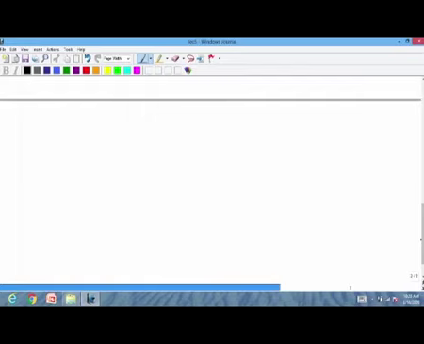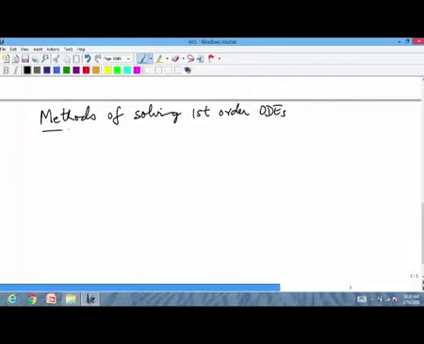So, let me just remind you some methods of solving first order ODEs. So, the first simplest method is the method of variable separable.